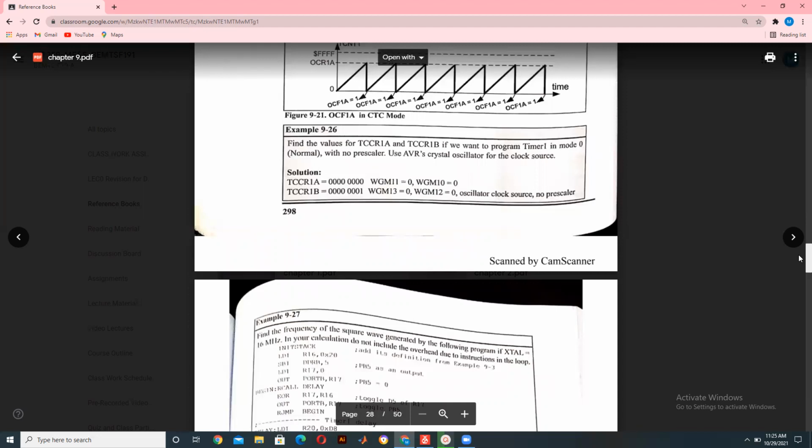Example 26. Find the values of TCCR1A and TCCR1B in the program. Timer 1 is in normal mode with no prescaler, which means the prescaler is equal to 0. Use the XTAL for the oscillation clock source. So TCCR1A is all 0, and TCCR1B has the last bit as 1. WGM10, WGM11, WGM12 and WGM13 are all equal to 0, so the oscillation clock has no prescaler.